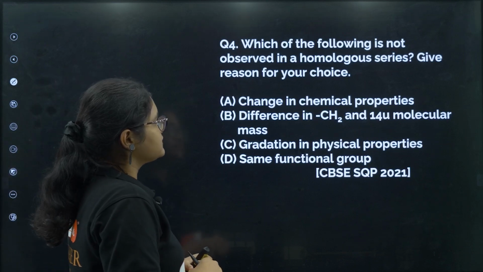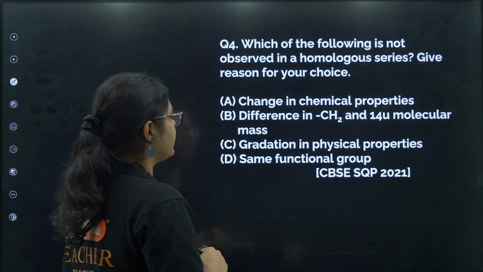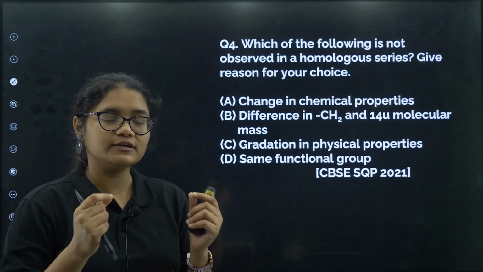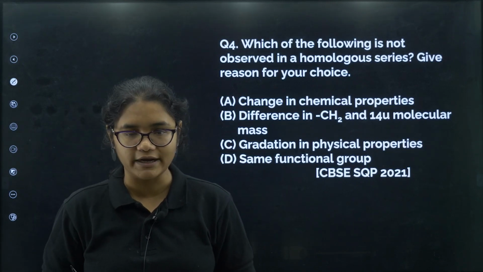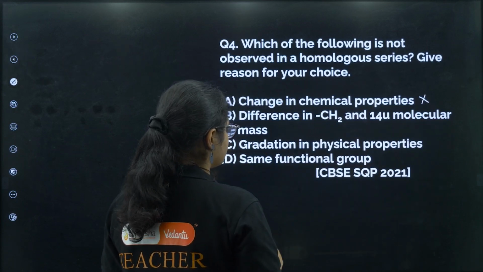Next, which of the following is not observed in a homologous series? Give reason for your choice. So, change in chemical properties? No. Homologous series have the same functional group, right? So they have similar chemical properties, so there is no change in the chemical properties.